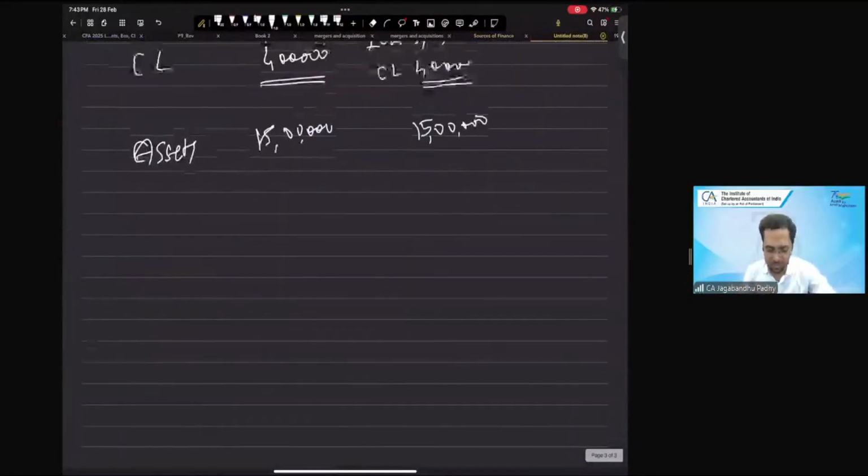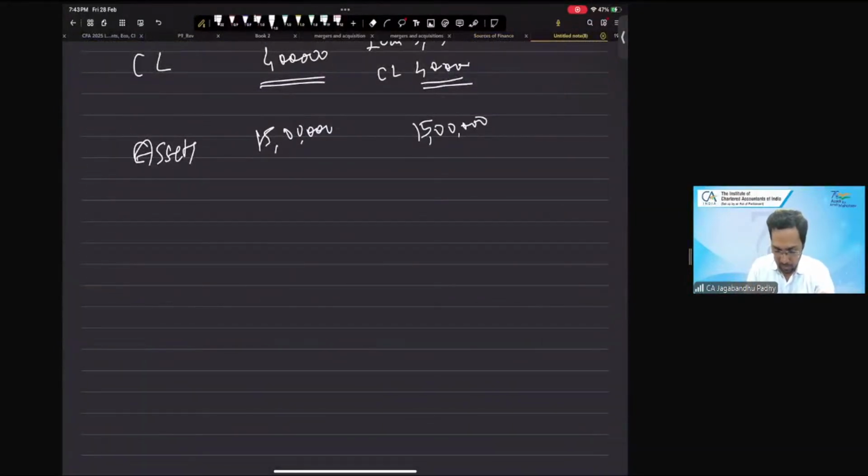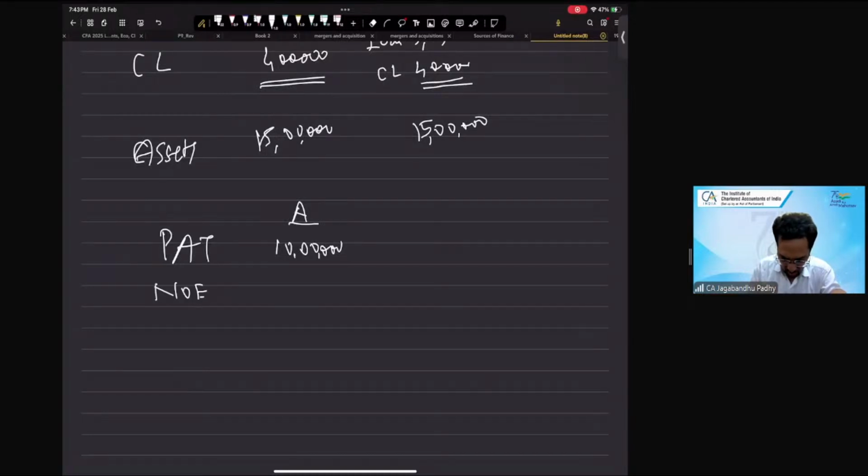Now, what are these things? Let me help you with the numbers. Let's say we have a company which has a profit after tax of 10 lakh. The number of equity shares is, let's say, 4 lakh.